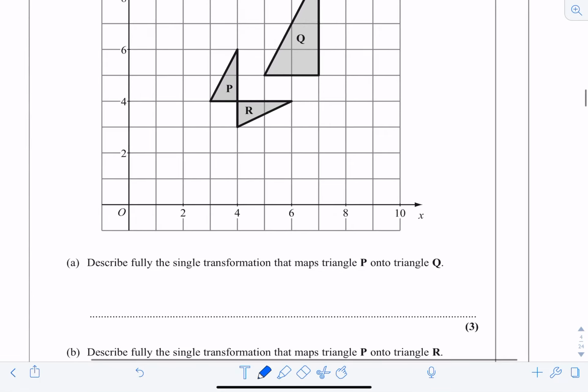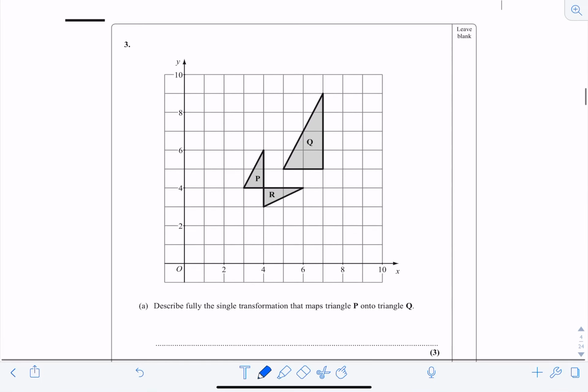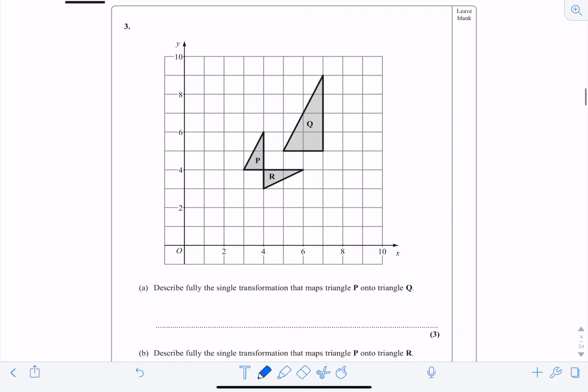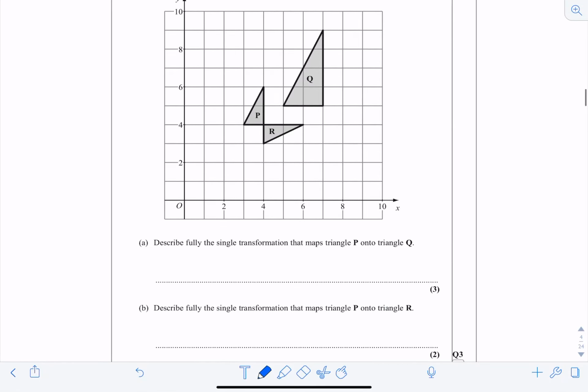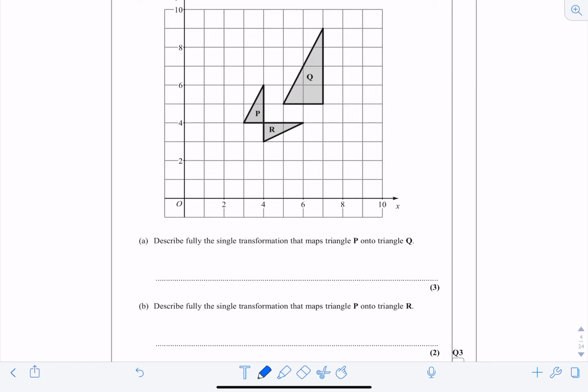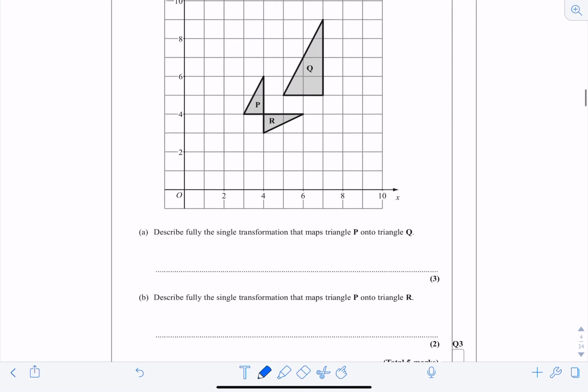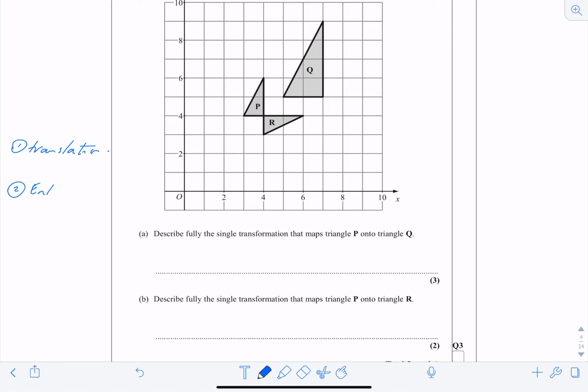Okay, we've got: describe fully the single transformation that maps triangle P onto triangle Q. Often there are 3 marks for something like this. First thing, remember, I think last time I said there are 3 different transformations. One is translation, where it moves. Two is enlargement. Three is rotation. Actually, no, there are 4, aren't there? Last time I said there were only 3 because you also have reflection.